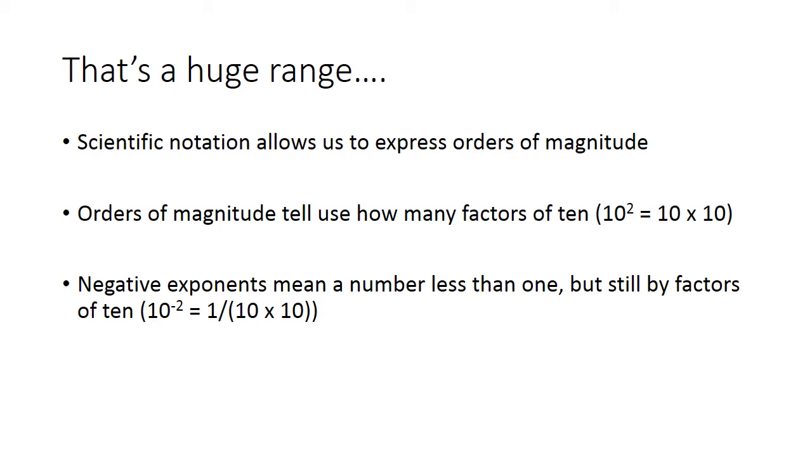So scientific notation, which is kind of what you saw on the slide before, allows us to express orders of magnitude. Orders of magnitude just tell us how many factors of 10 there are. So 10 to the second is 10 times 10. If it's a negative exponent, it just means it's a number less than 1, but it still gives you factors of 10. So 10 to the negative 2 means you take the inverse of that previous number. So it's 1 over 10 times 10. So in this case, it would be 1/100th.